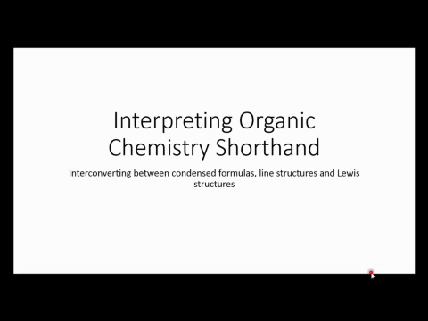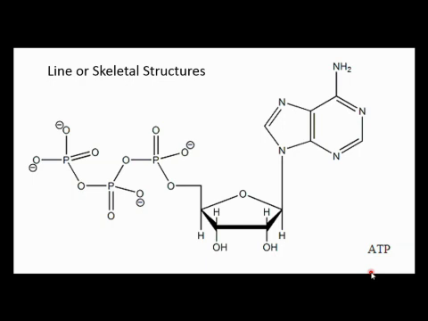This video introduces the idea of organic chemistry shorthand, and it shows how to interconvert between condensed formulas, line structures, and Lewis structures. Here's an example of a very important biochemical molecule, ATP, also known as adenosine triphosphate. This is a line or skeletal structure view of the molecule and is also known as organic chemistry shorthand.